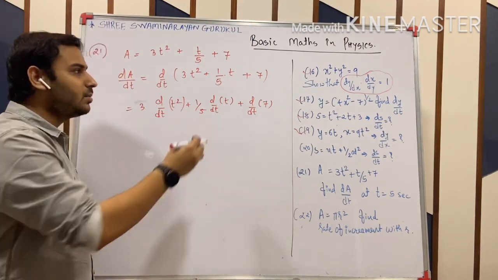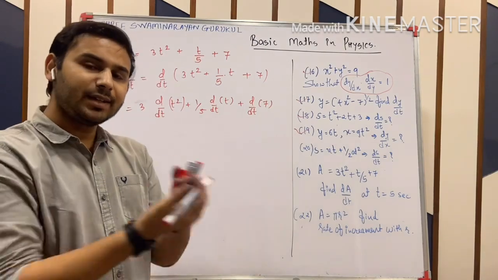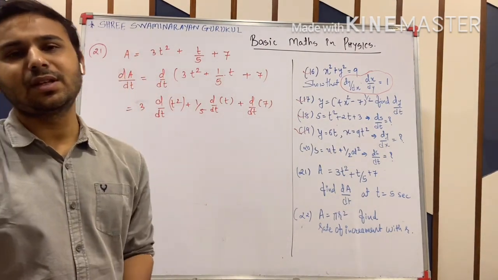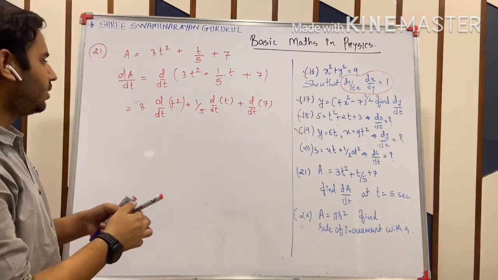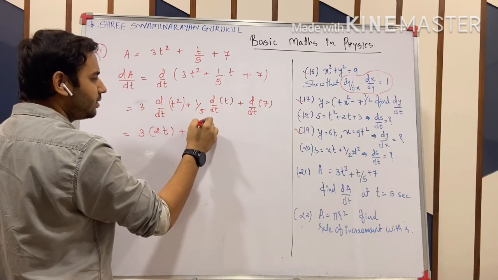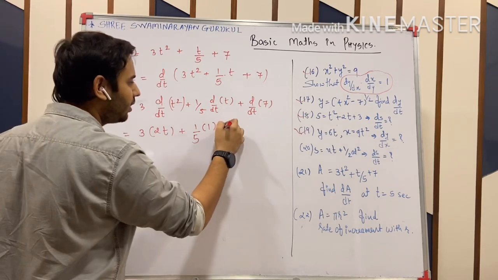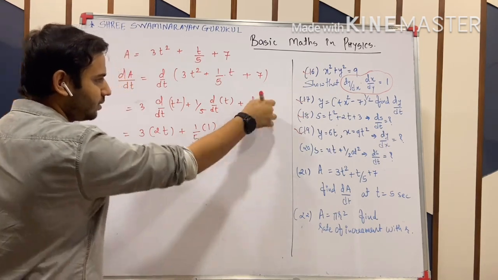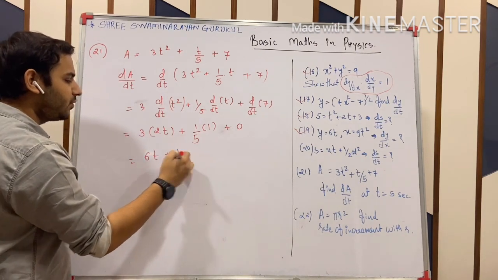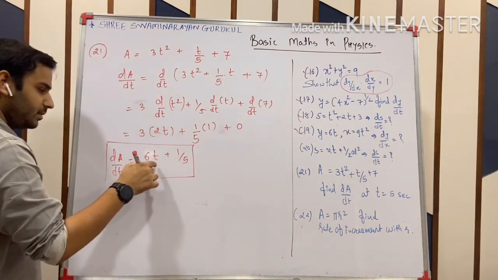See, if a constant term is with some multiplication of the variable, you can get it out of the differentiation. But if only a constant term is given, the differentiation of the constant term is 0. So your answer is 3 into 2t plus 1 upon 5 as it is. Differentiation of t is 1 with respect to t, and this is 0, 7 differentiation. 6t plus 1 upon 5. Answer of dA by dt at any time t.